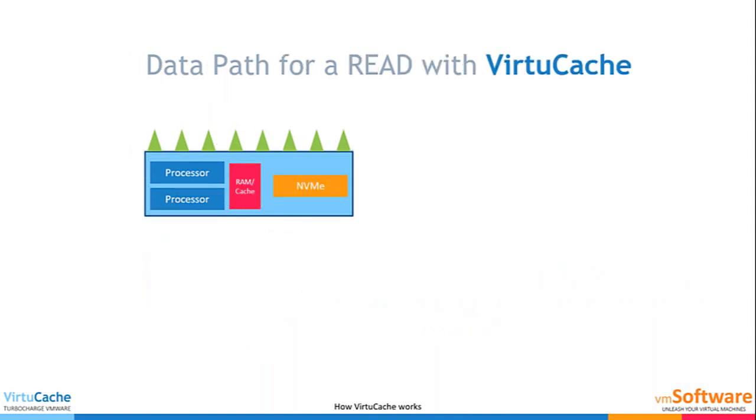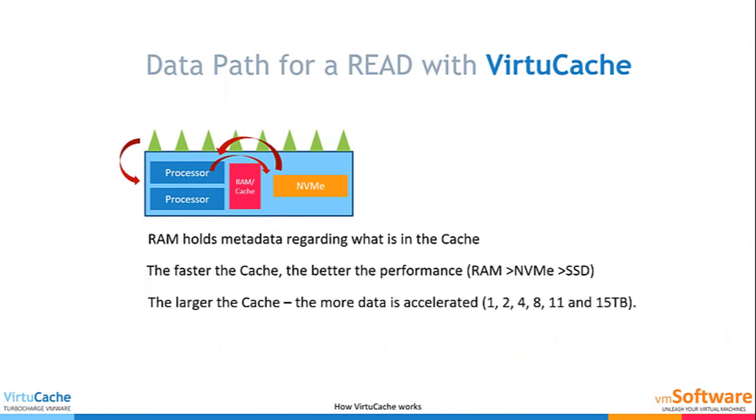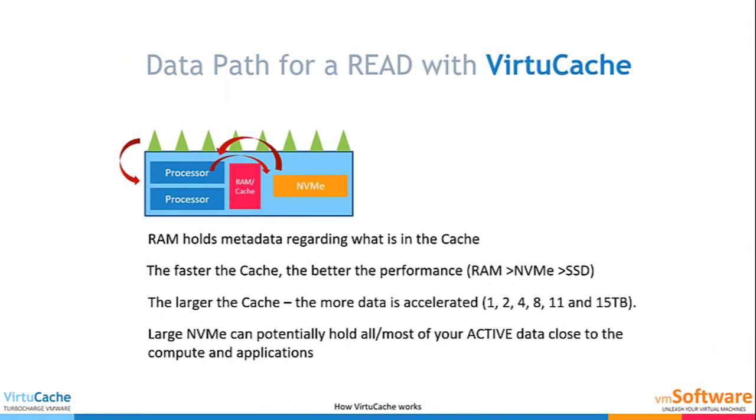So let's have a look at VirtuCache and how VirtuCache deals with a read. The green triangles are the application. It requests data, it goes to the cache, and delivers it straight back again. So there's no need for each read to travel over the network. The metadata holds the information of whether the read is available in cache. If it is, it's served up from there, so therefore it's incredibly fast.